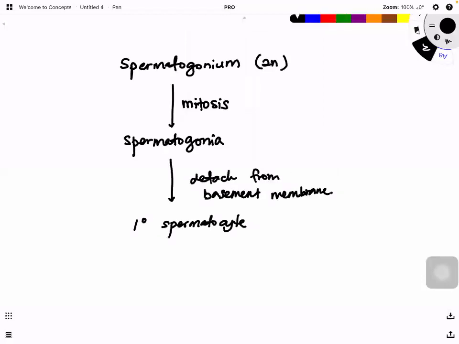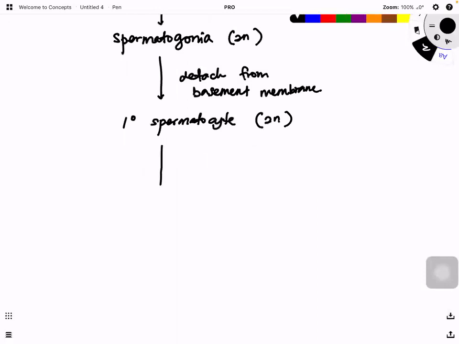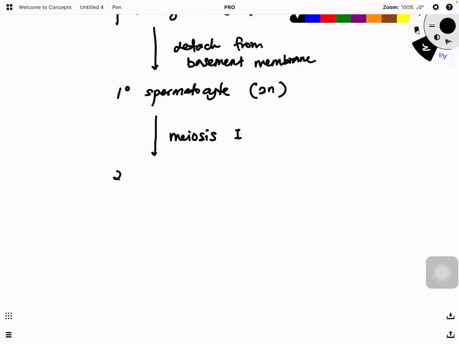Okay, a few of them. So again, the primary spermatocyte is 2n. This primary spermatocyte continues to finish meiosis 1. Then they develop into the secondary spermatocyte. How many of them? From one primary spermatocyte, we're going to get 2 secondary spermatocytes.